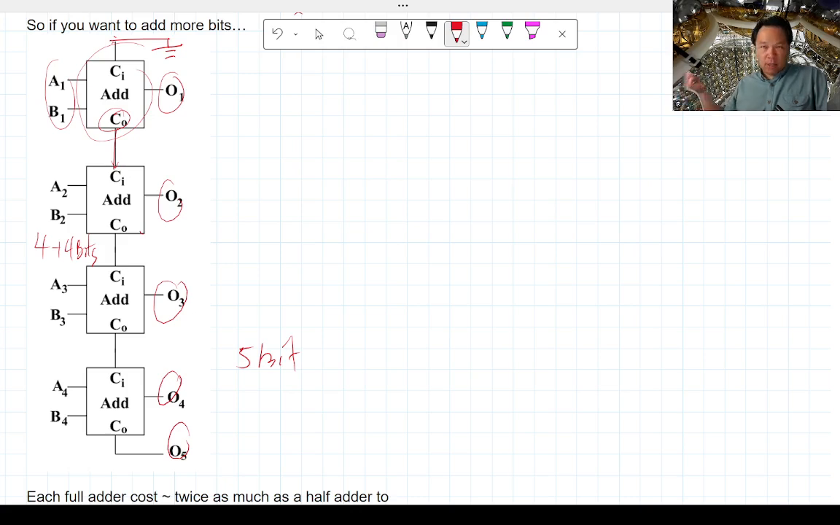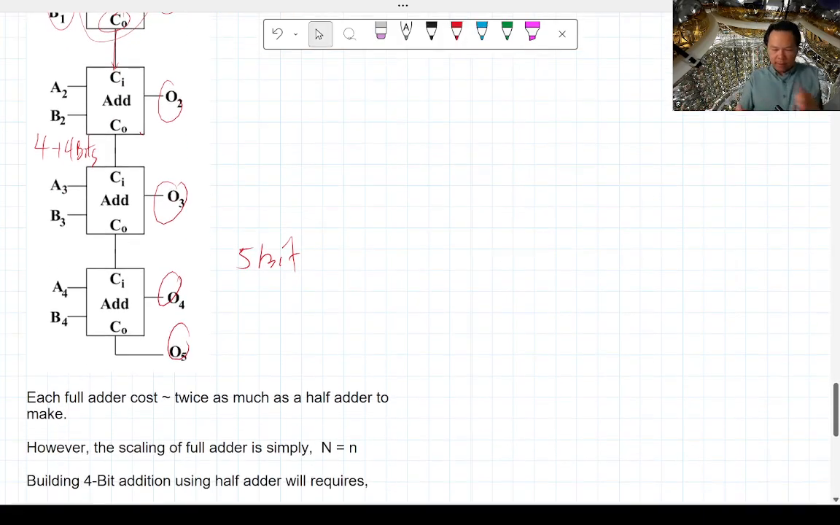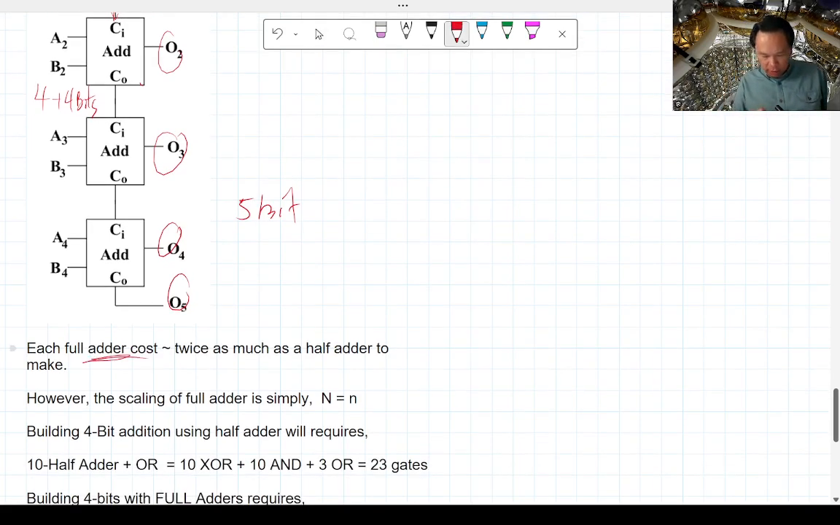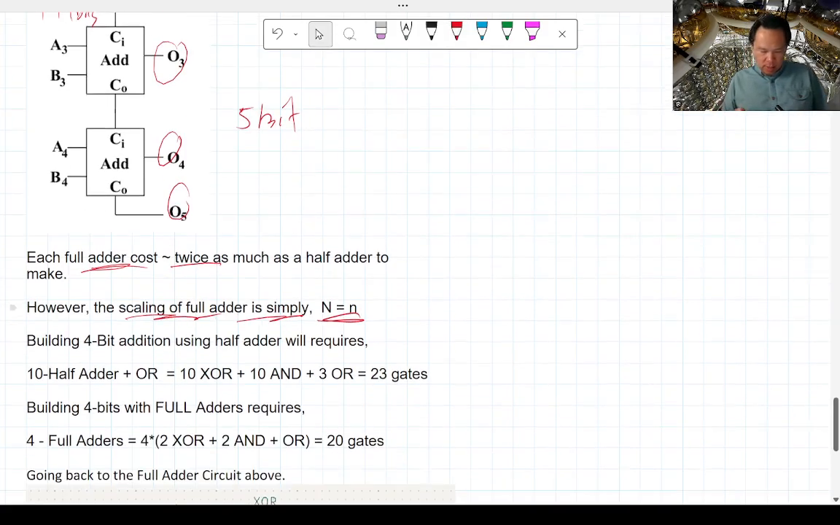The biggest number a 5-bit number can hold is 31, right? So it's still within the limit. Each of the full adders costs twice as much because you basically double the number of XOR gates and AND gates in each adder. But the scaling of this full adder, instead of scaling as n squared minus n, just scales as n, which is nice, right?